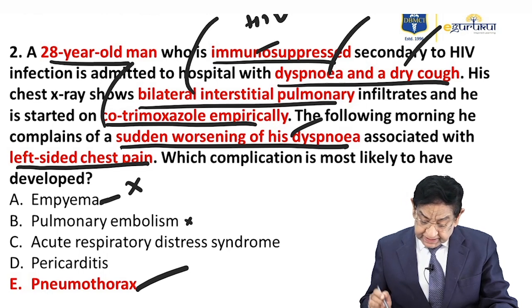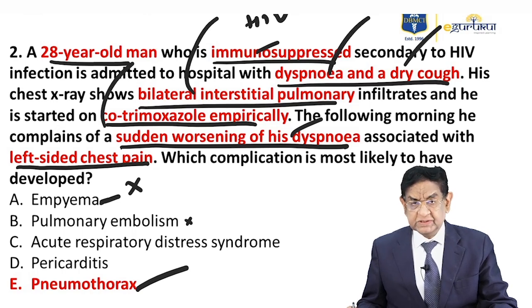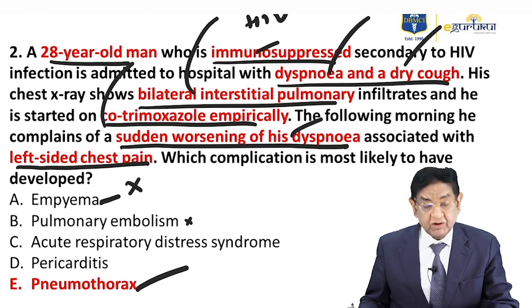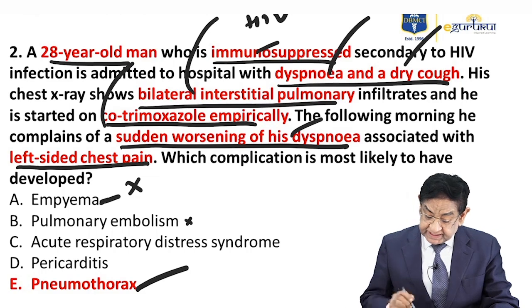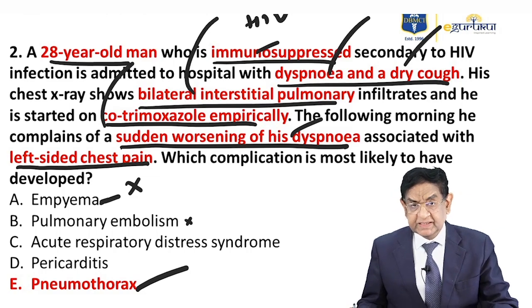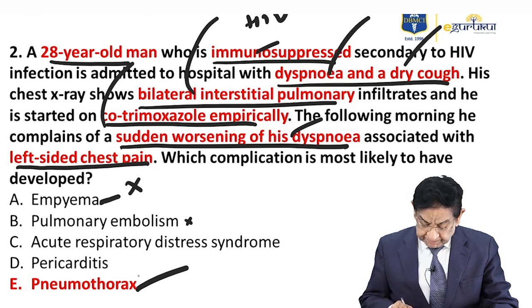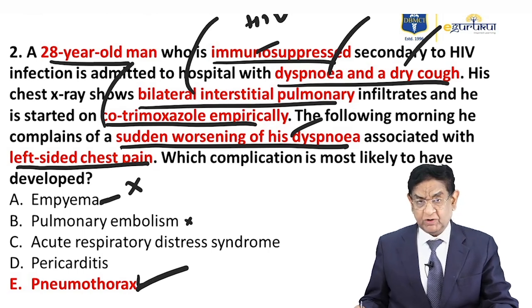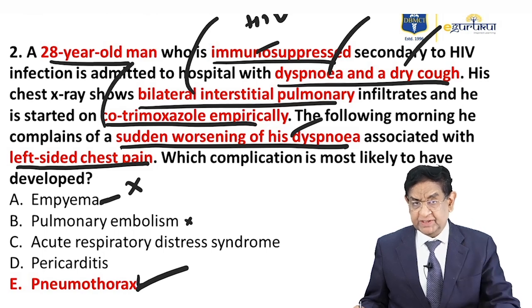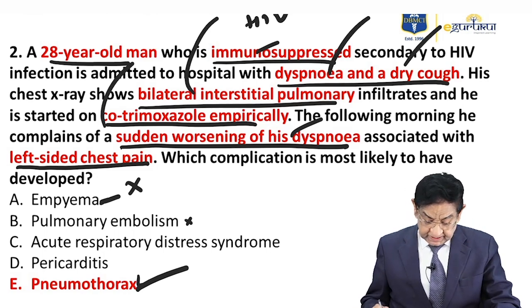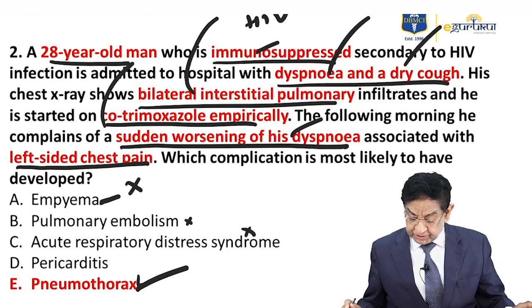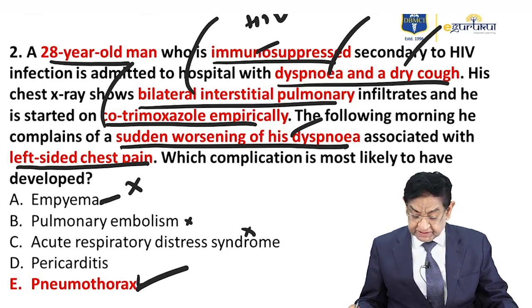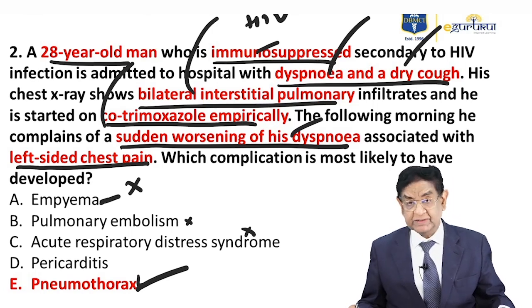Pulmonary embolism can lead to sudden onset of chest pain or sudden onset of dyspnea also. One possibility is there, but in the setting of HIV with lung infiltrate, dry cough, this is a better option. This is definitely a better option, but yes, the possibility of pulmonary embolism has to be kept in mind. Acute respiratory distress syndrome doesn't lead to chest pain. It leads to dyspnea. It doesn't lead to chest pain, and there is a bilateral problem, right?